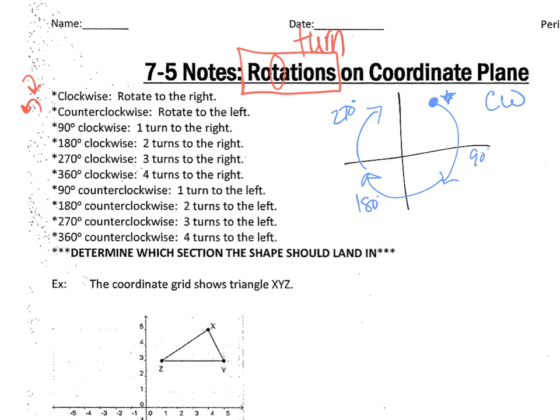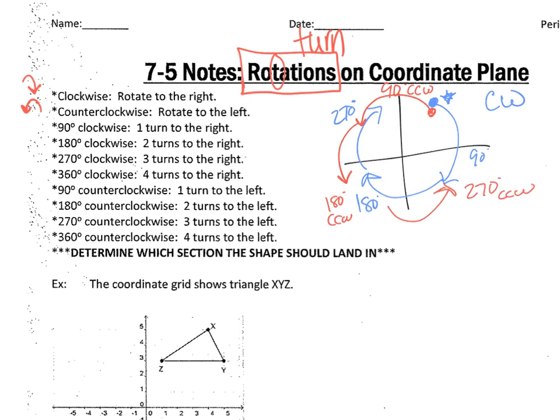If we go the other way and say we start here, we go 90 degrees counterclockwise. Counterclockwise, I'm going to put CCW. 180 is the same. And 270 would be 3 turns.